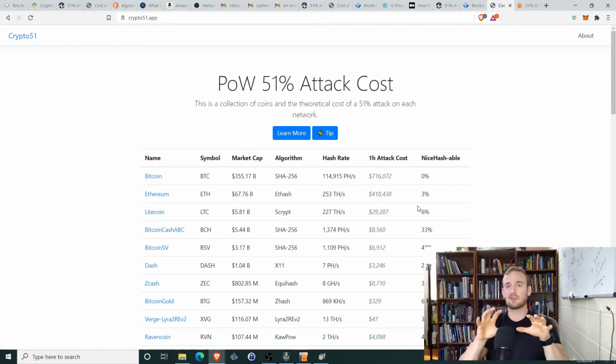A 51% attack does affect the network, but it's not a God code, right? It's not an all-powerful cheat code. So some of the things that a 51% attack can do, like I said, it can prevent miners from adding legitimate blocks. It can prevent transactions from being confirmed. However, it is extremely, extremely, extremely difficult for them to go back and reverse previous blocks, right?